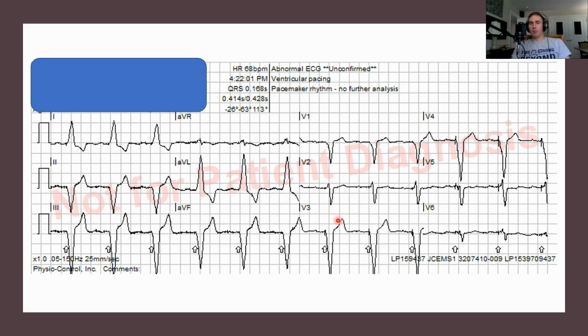So here's an example of a paced rhythm. If you look in nearly every lead, the ST segment and the T wave are in the opposite direction of the QRS complex. Negative, positive, positive, negative. Anytime you have a small QRS complex or it's equiphasic, so if you have an equal positive R wave and equal negative S wave, then the T wave is often flat.